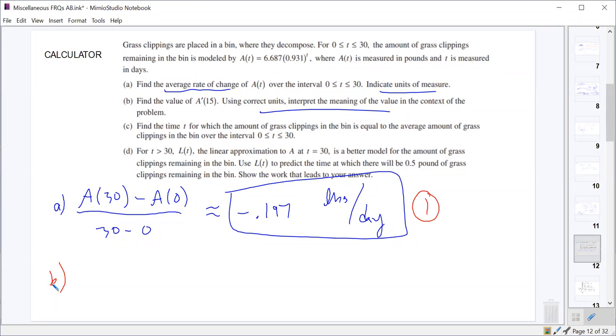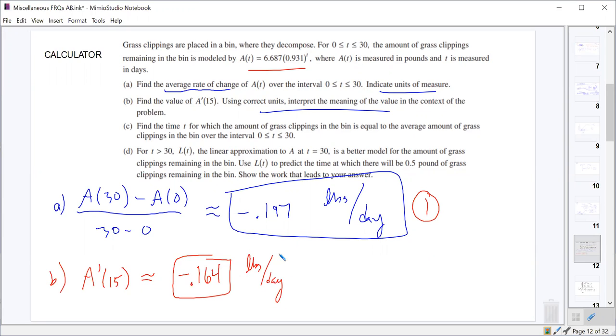All right, part B, find the value of A prime of 15. Your calculator will tell you that value. What is A prime of 15 according to your calculator? Negative 0.164. Wonderful. And do not try to take the derivative of this and then evaluate it at 15. Please just have your calculator tell you what the derivative is at 15 on a calculator question. What are the units for this one? Pounds per day.